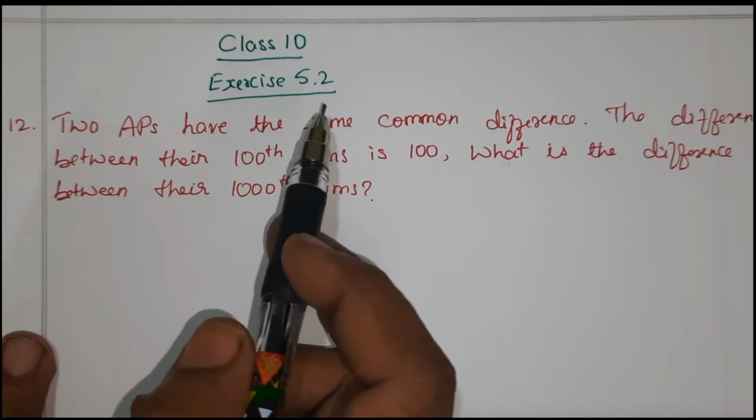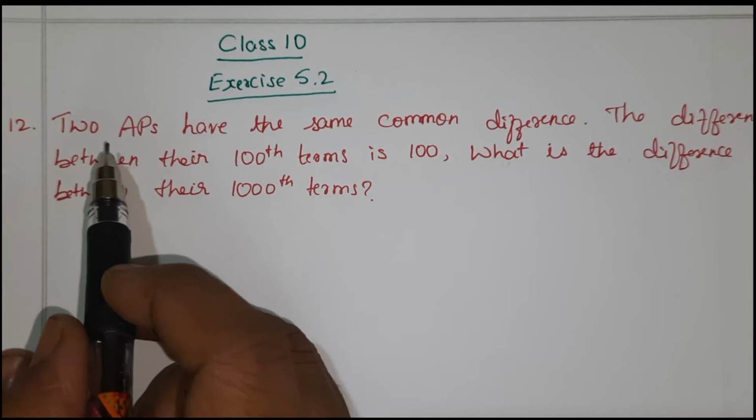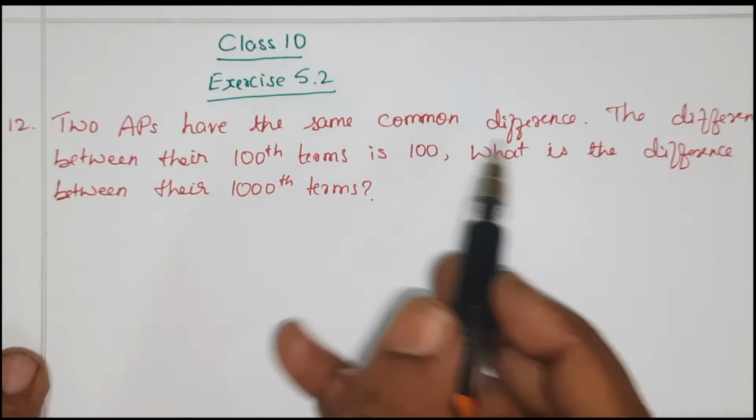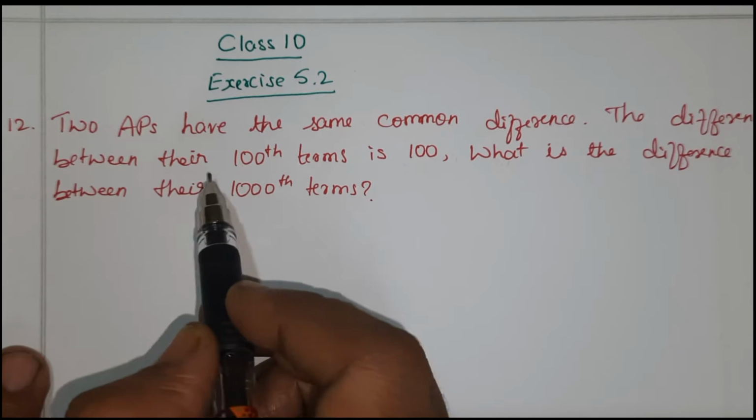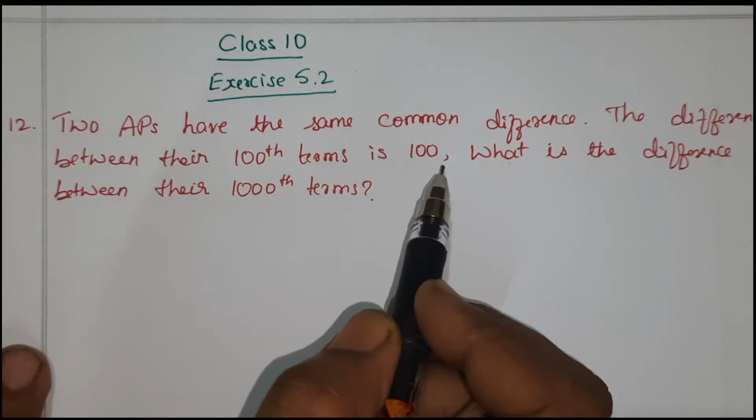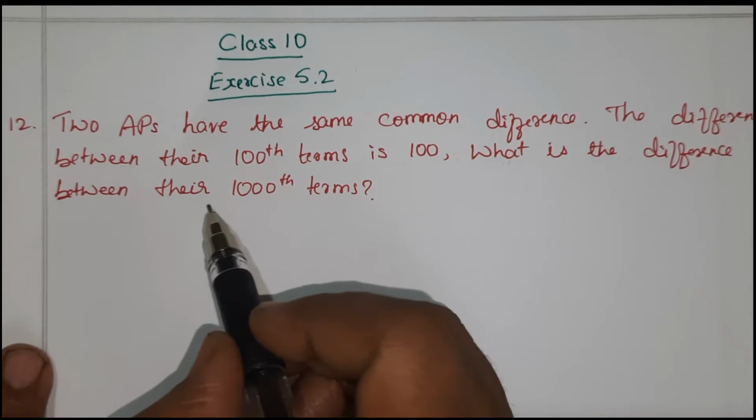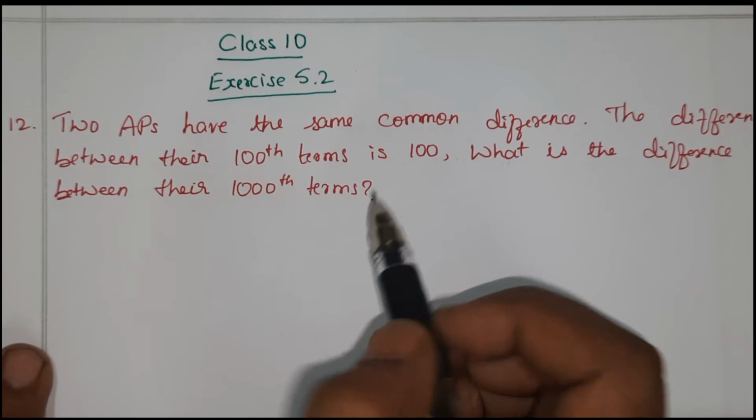Class 10 exercise 5.2, 12th question. Two APs have the same common difference. The difference between their 100th terms is 100. What is the difference between their 1000th terms?